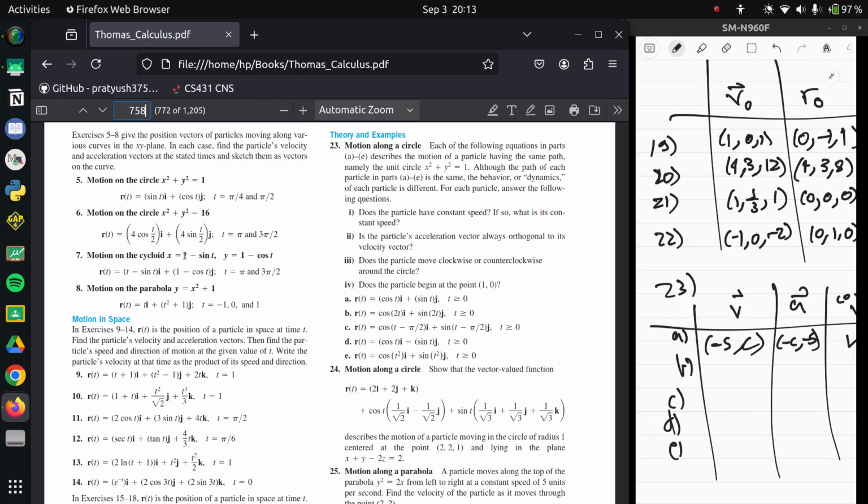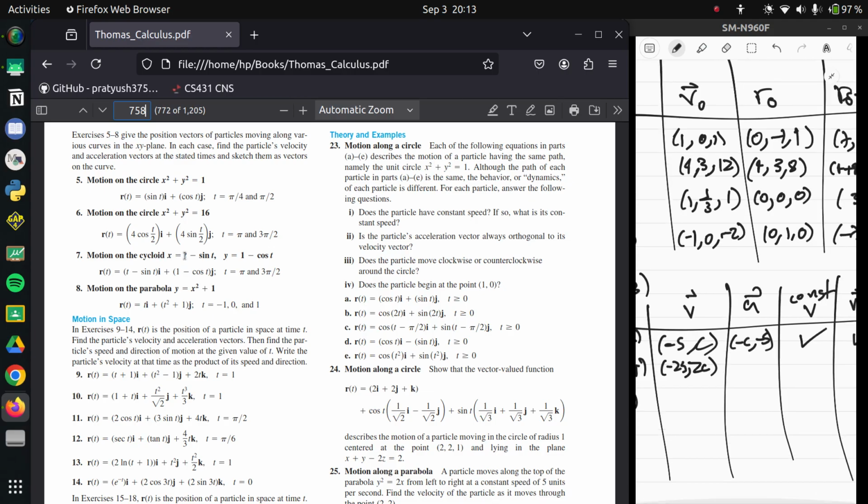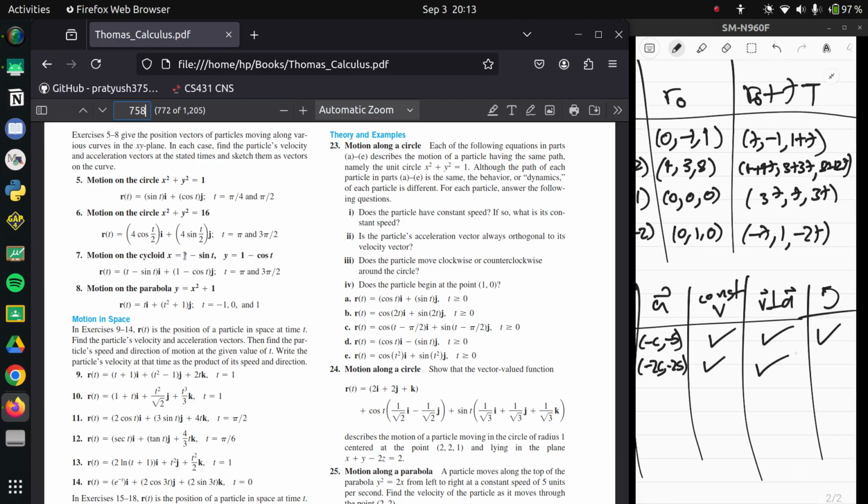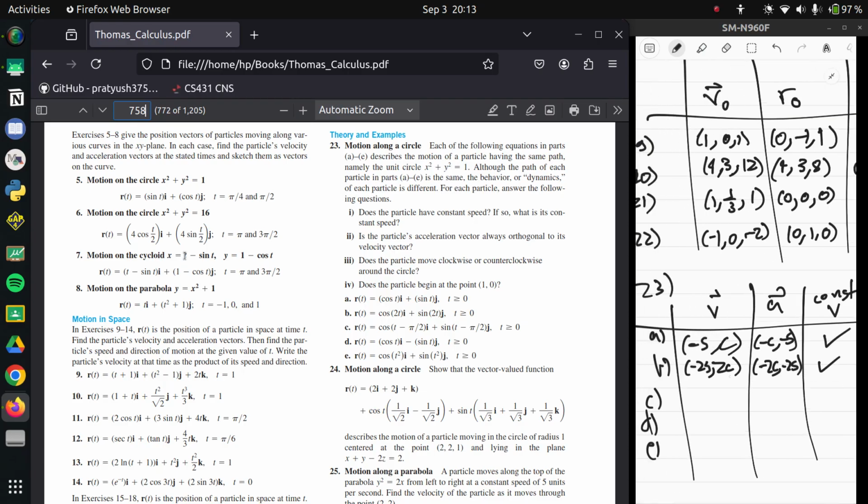B is the same old, so it's just minus 2 sine, 2 cosine. The acceleration is just minus 2 cosine, minus 2 sine. This is a constant speed, yes. Is this perpendicular? Yes. C is cosine of, okay, just adding a phase. How is this any different?